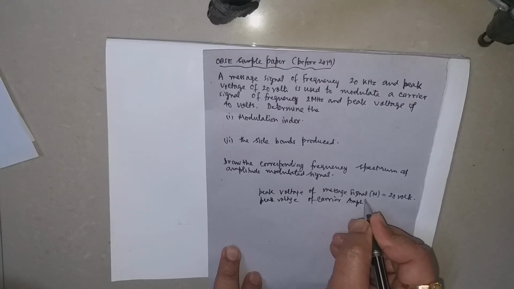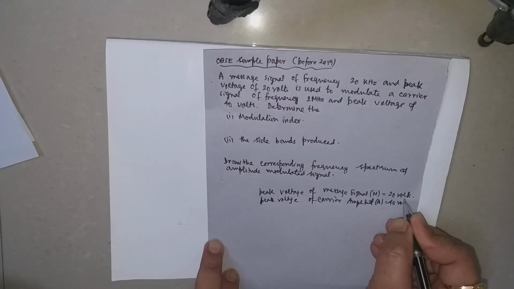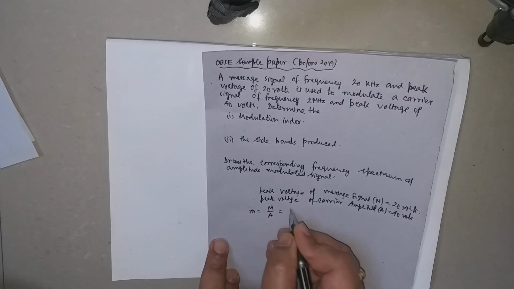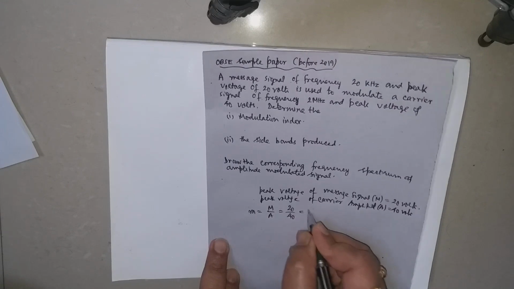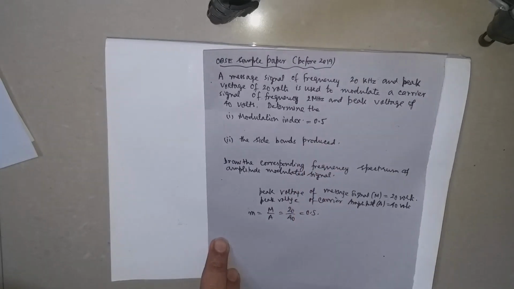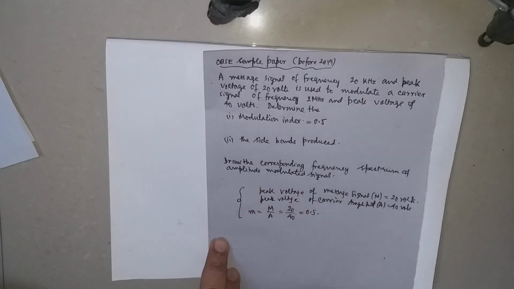Amplitude, that is equal to 40 volts. So the modulation index will be M by A, that is 20 by 40, which is equal to 0.5. So it is asked to find the modulation index, and also to find the side bands produced.